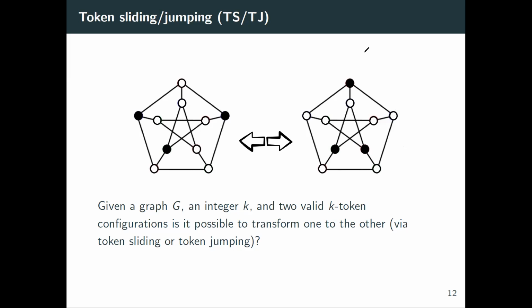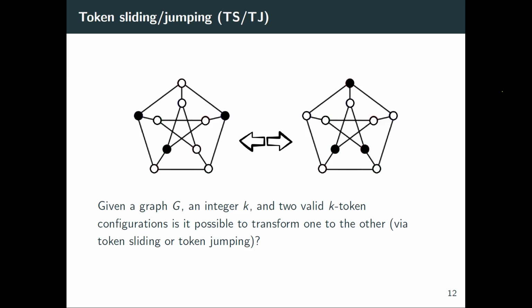The other rule is basically token sliding. So in this case, we only allow a token to slide along edges of the graph. So a token can only move to an adjacent vertex, assuming, of course, this does not violate independence. So now we have two different reconfiguration graphs we can think about. We can think about the reconfiguration graph under the token jumping adjacency, and we can think about the reconfiguration graph under the token sliding adjacency.